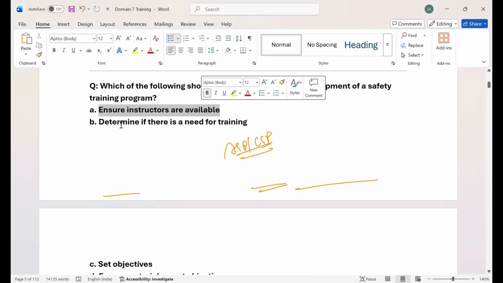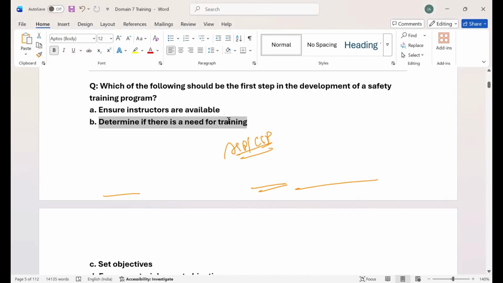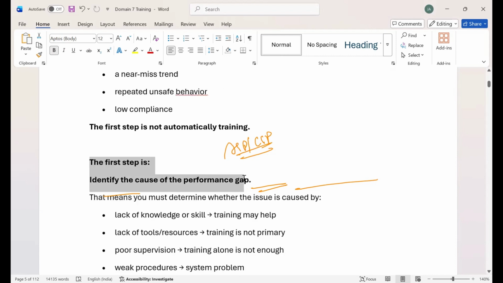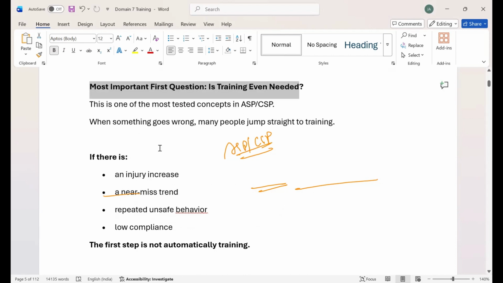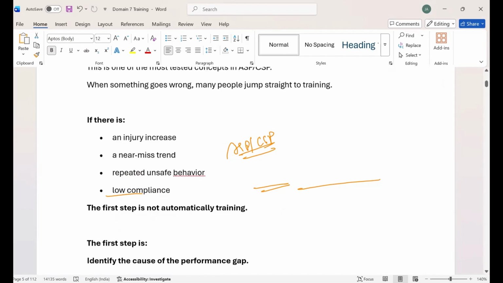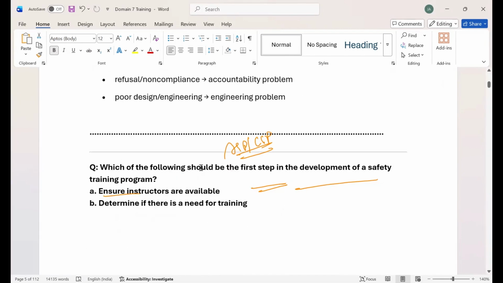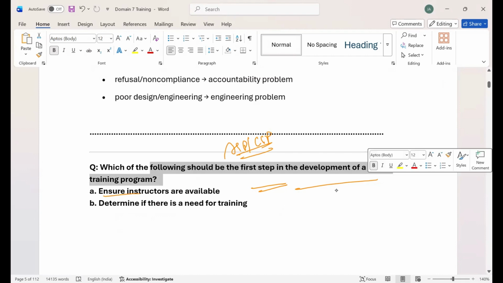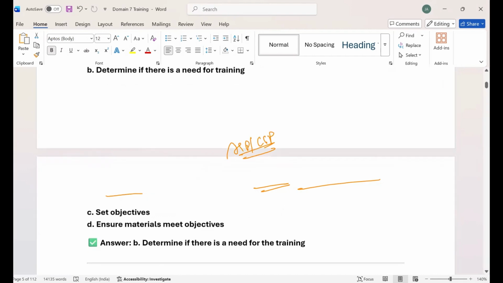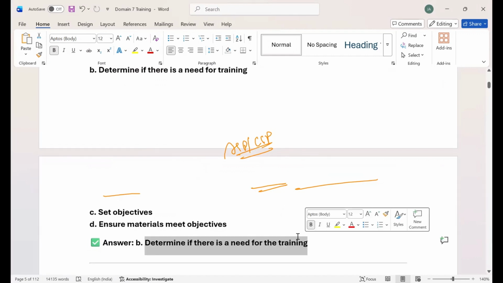Ensures instructions are available? No. Determine if there is a need for the training. We have discussed the first step. The first step is identifying the cause of the performance gap. That means you must determine whether the issue is caused by lack of training or not. First step is not automatically training. You must determine whether the training is required or not. That is the most important question. That is where most people go wrong. So the first step in development of a safety training program: determine if there is a need for the training.